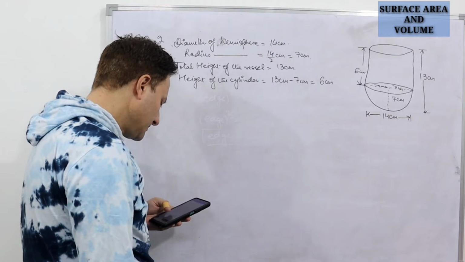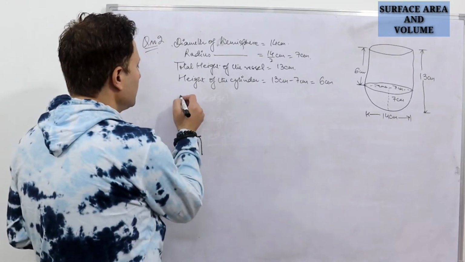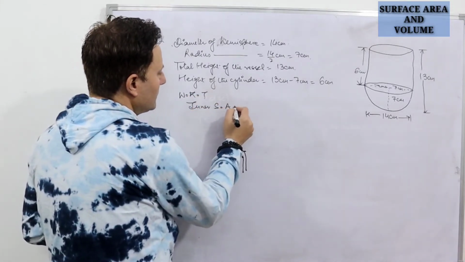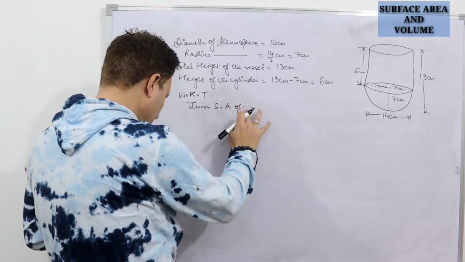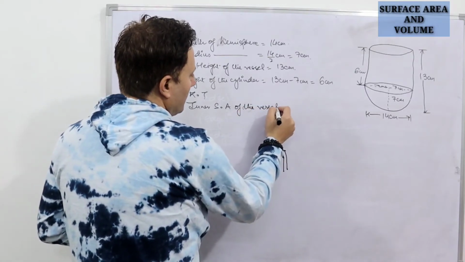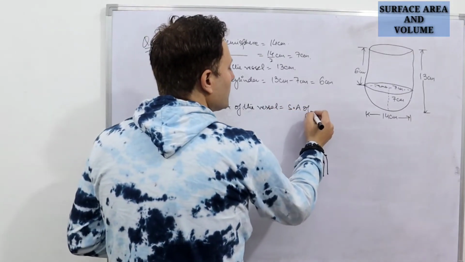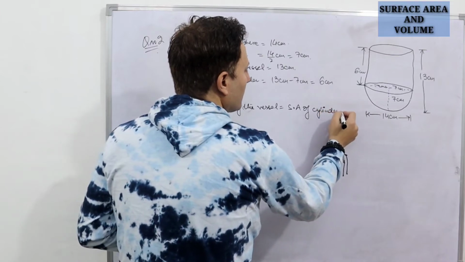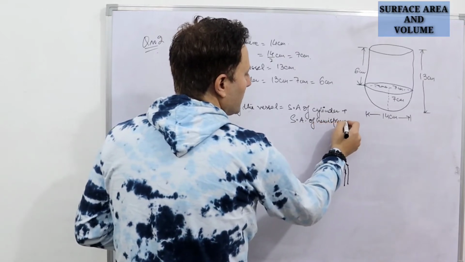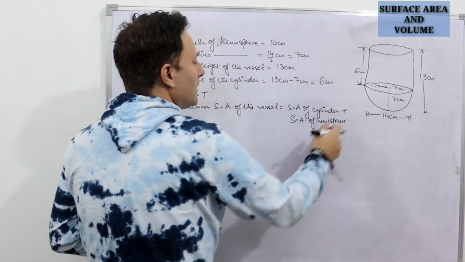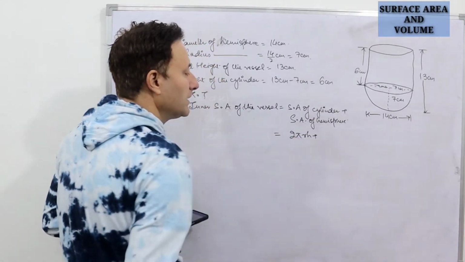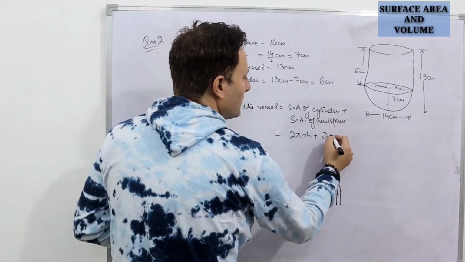Now, what does it say? It says find the inner surface area of the vessel. We know that inner surface area of the complete vessel will be surface area of cylinder plus surface area of hemisphere, because we have both things here. One is cylinder and then we have hemisphere. Surface area of cylinder is 2 pi r h, and surface area of hemisphere is 2 pi r square.